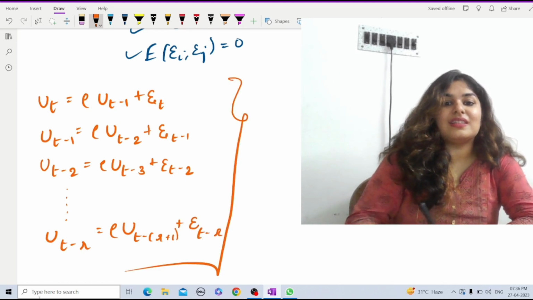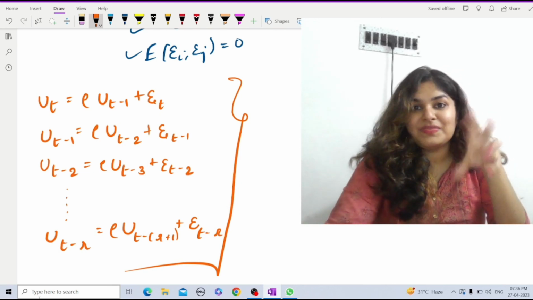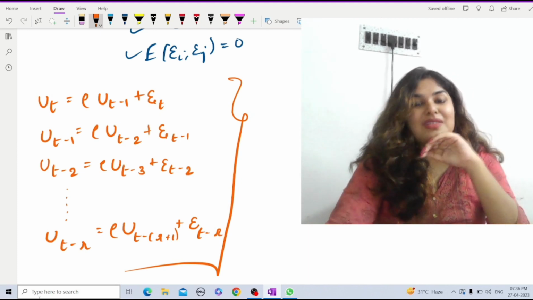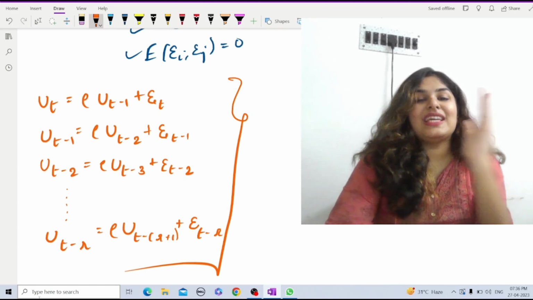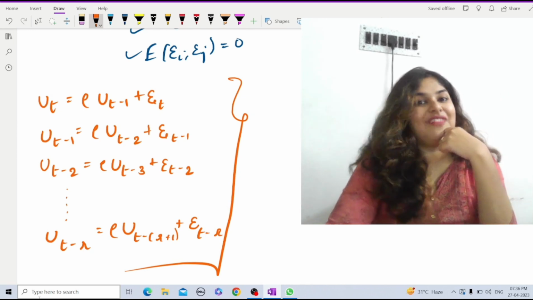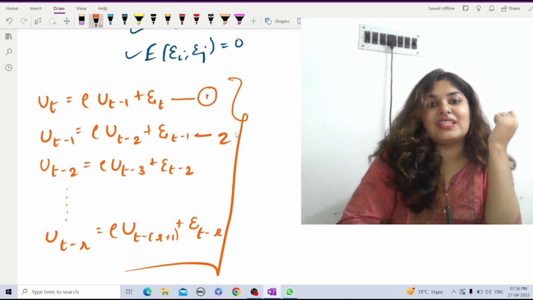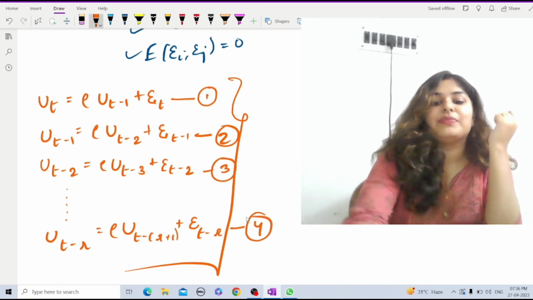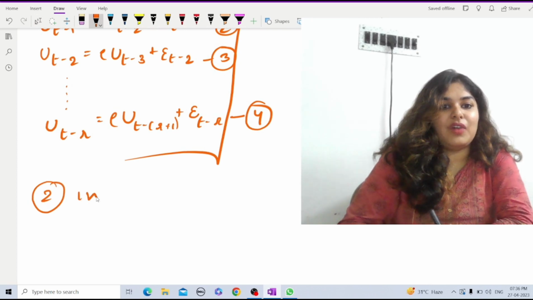So this is the sequence of our relation of the disturbance term with the previous period's disturbance term, and this shows the problem of autocorrelation. Now we can form a sequential or serial correlation equation by substituting the values in every equation starting from 1. Let's say this is 1, this is 2, this is 3, and so on. So what we're going to do is put 2 in 1. So what do we get?